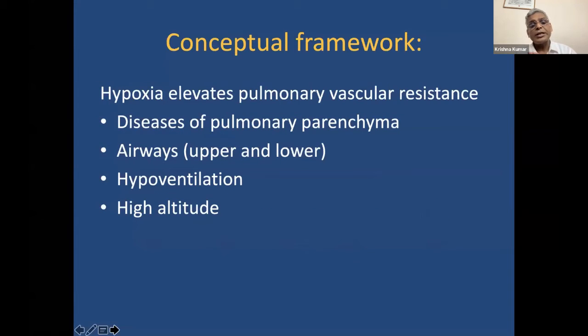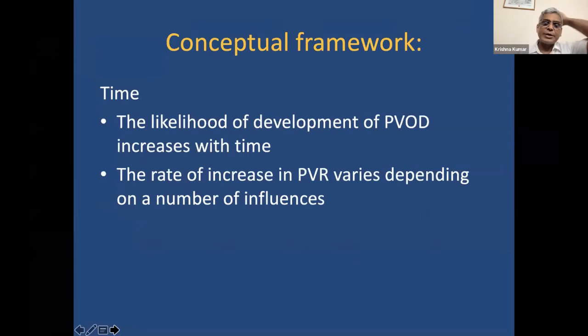If you have hypoxia, it tends to elevate pulmonary vascular resistance, and it can confound your assessment. And a very important factor, especially diseases of pulmonary parenchyma, upper airway obstruction, and you can have a surprising elevation and degree of elevation in pulmonary vascular resistance, hypoventilation, high altitude. All these conditions can completely alter your assessment.